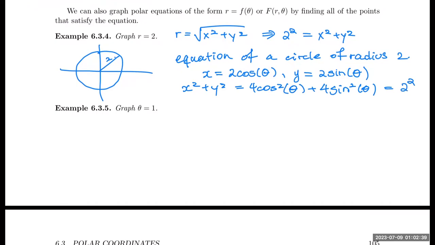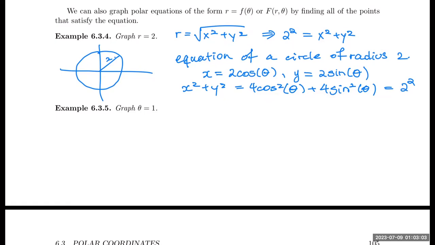And so after that, we know that this is going to equal 1, because cos squared plus sine squared have the same coefficients as well. So that's going to equal 1. Multiply that by the 4, and you get 4 squared. So all these here are equivalent to each other. And so we should get an equation of a circle of radius 2.